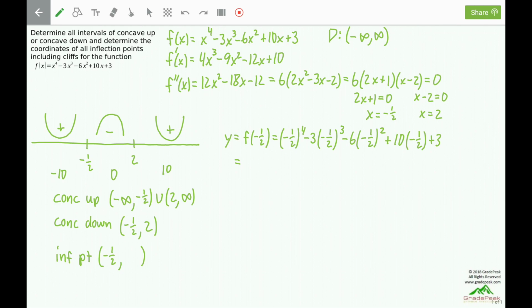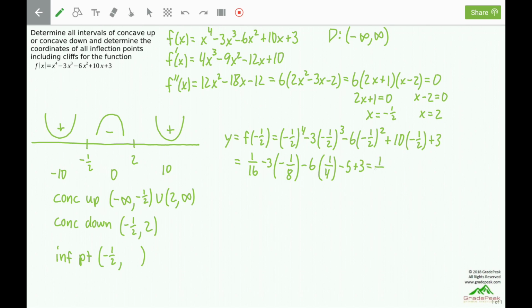A negative to the 4th power, because it's even, is positive. 1 to the 4th is 1, and 2 to the 4th is 16. Minus 3 times a negative to an odd power is negative. 1 cubed is 1, and 2 cubed is 8. Minus 6 times a negative squared is positive. 1 squared is 1, and 2 squared is 4. A positive 10 times a negative 1/2, we can multiply the numerators. 10 times negative 1 is negative 10 over 2, which is a negative 5. And then plus a 3.